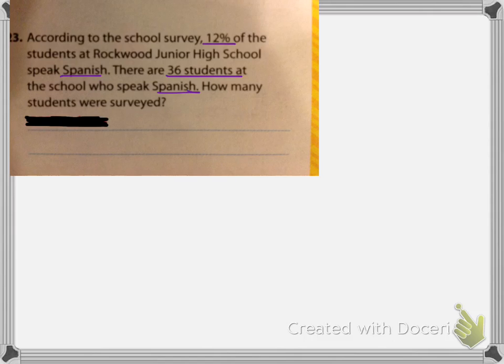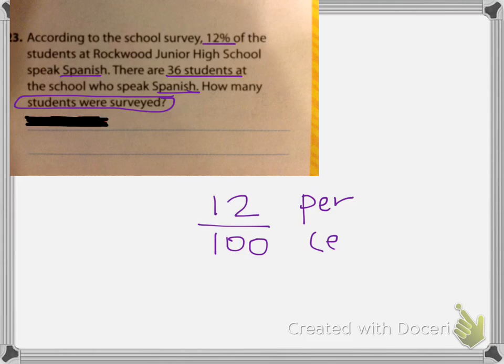So you want to ask yourself, are we looking for the part or the whole? When it says how many students were surveyed, we're actually looking for the number of students to start with. So let's go ahead and think about that. We know our 12% is going to be 12 per 100 because that is our percent. Now we just need to work on what's over here.